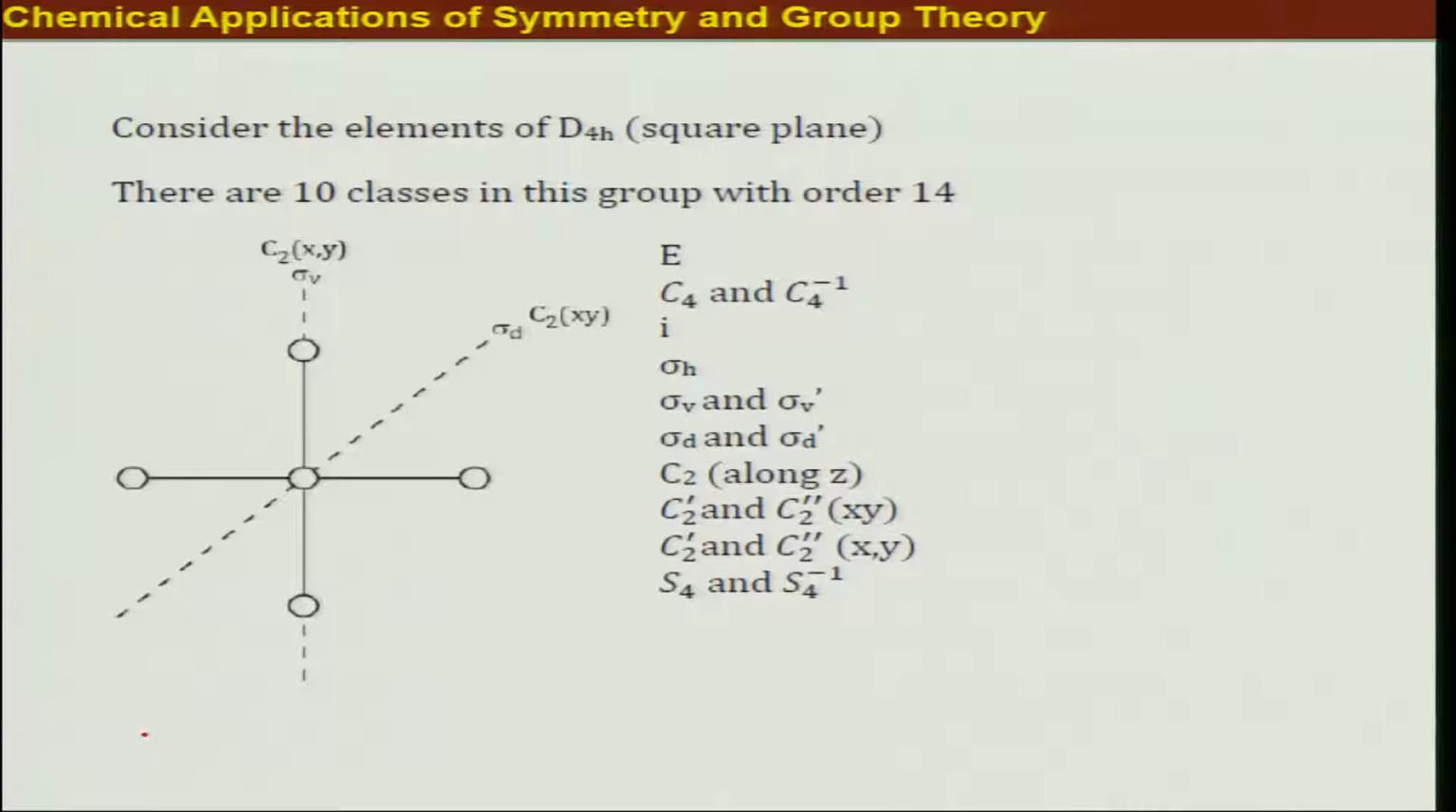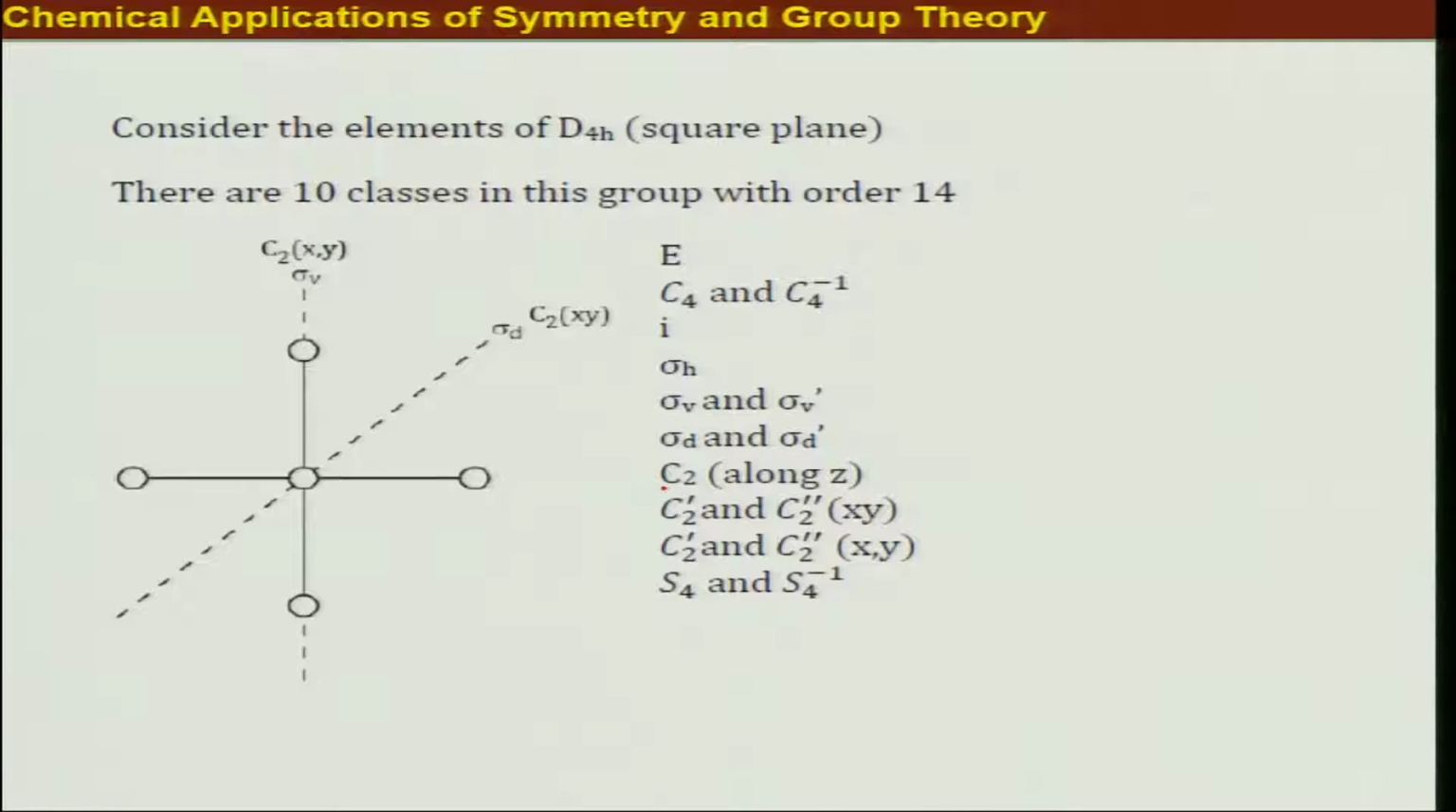So let's come back to the classification of the symmetry operations. On your screen, you can see the D4H point group, and the classes that are possible for this particular point group are written here. You have 10 different classes. Identity, inversion, and sigma H each form a class by itself, as we have already said. Then the 2 sigma V's form a class, and the 2 sigma D's form a class.